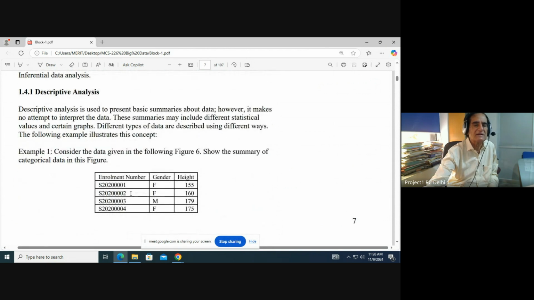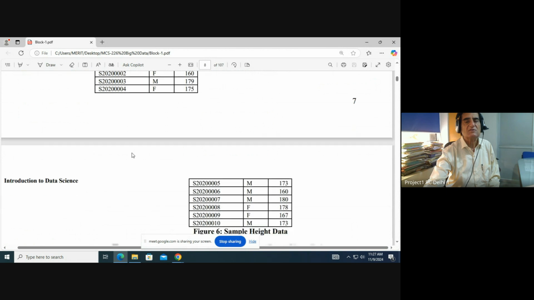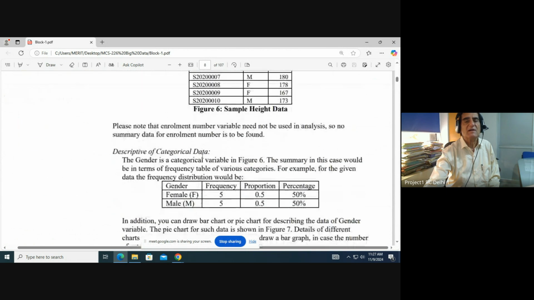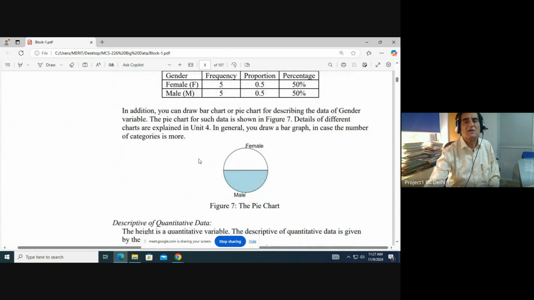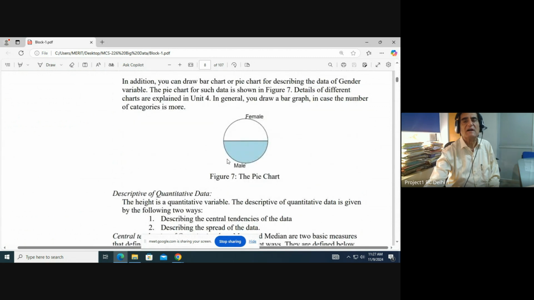Descriptive analysis is, female, male, height, and all that. Consider the data given in the following figure 6. It shows the summary of the category of data in the figure. These summaries may include different statistical values of certain graphs, and different types of data are described using this. So these are the male, female, gender, and then you have a pie chart, which is like this: female is this, male is this.